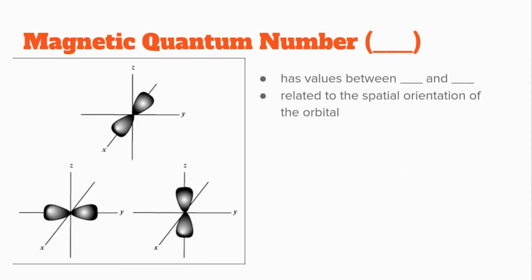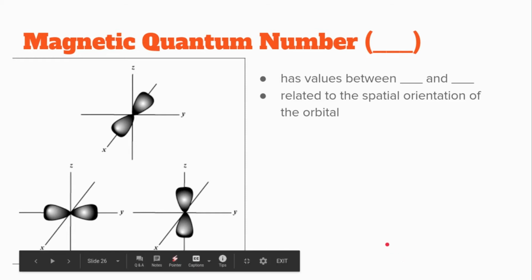The third quantum number is the magnetic quantum number. This is m with a subscript of l. The magnetic quantum number can be anything between negative l and positive l. Again, it has to be whole numbers. And this relates to the spatial orientation of the orbital. So if l equals 1, then m_l could be -1, 0, or +1. And that tells us how many different ways that orbital can be located in space.